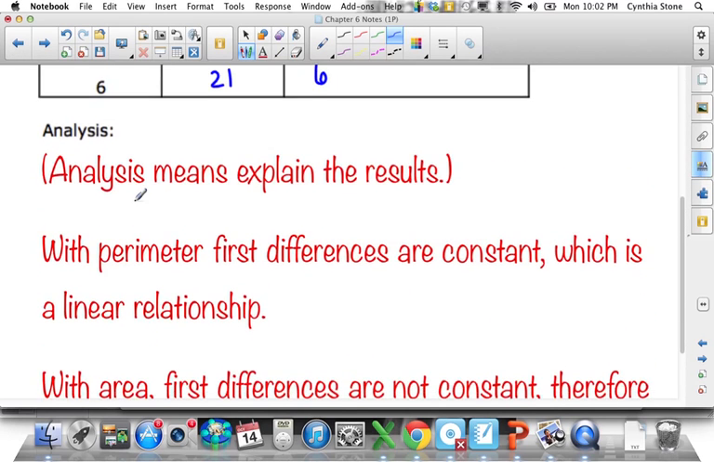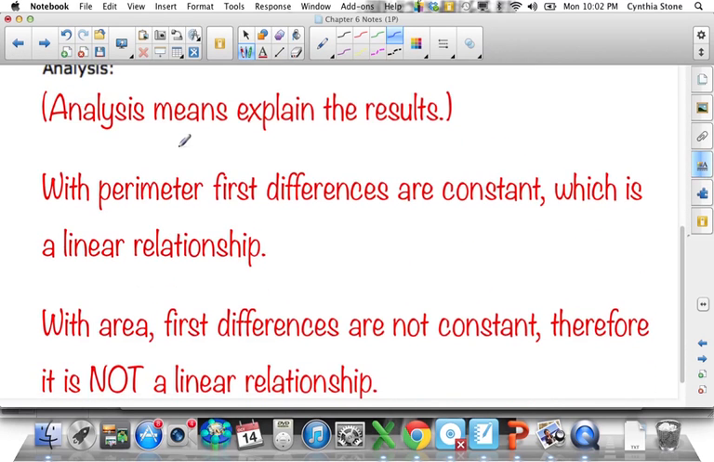And so, analysis here, when it says analysis, it just means explain what you found. And so we found that with perimeter, the first differences are constant, which is a linear relationship. Area is not linear. And that's very typical, and you can expect to see that. Okay? So I'd like you to work away at the next assignment questions.